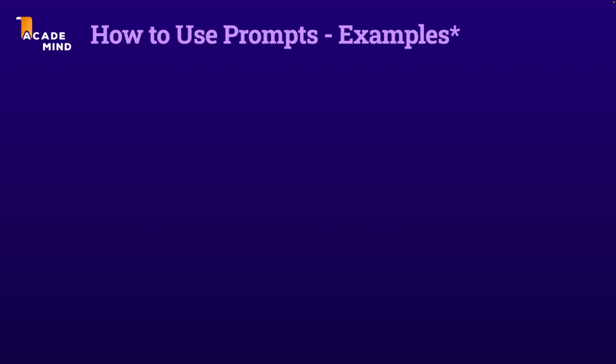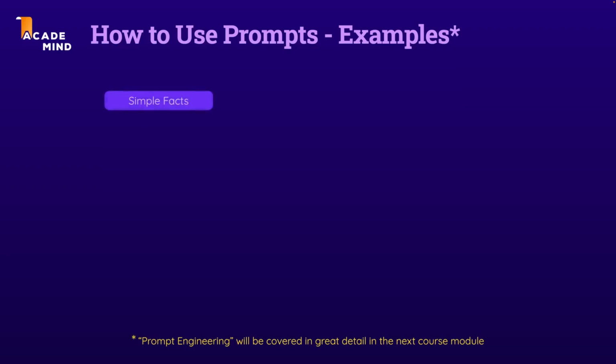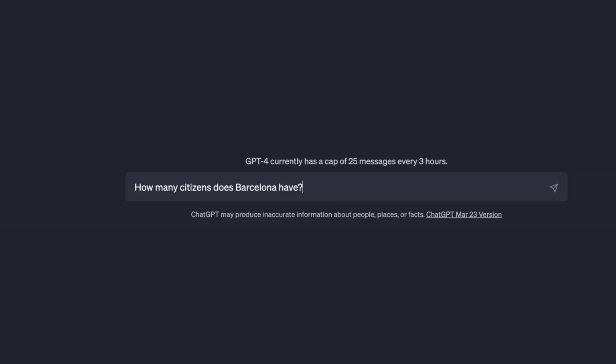Some basic examples only though, because in the next module, we'll dive into prompt engineering, and there we will learn all about prompts and how to write the perfect prompt for your needs. This lecture is just about the basics though, so let's get started with prompts which simply ask for simple facts. Such a prompt could be, how many citizens does Barcelona have?